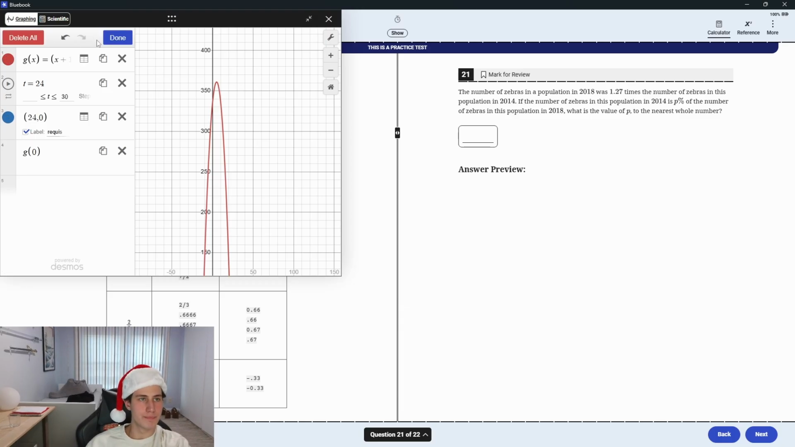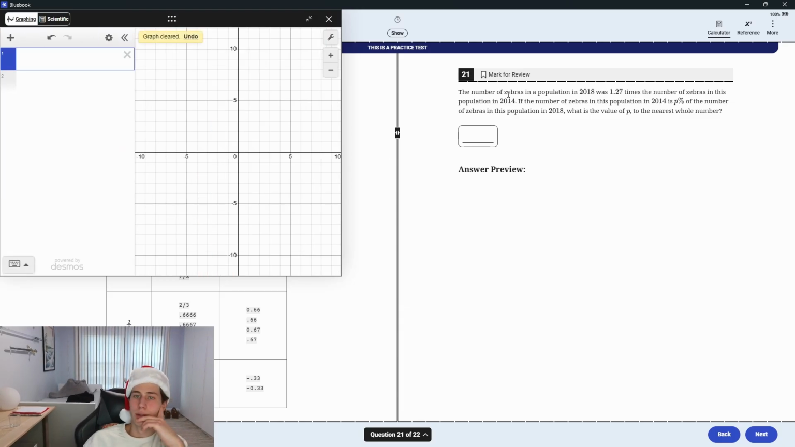Alright, this is one of my favorite questions. The number of zebras in a population in 2018 was 1.27 times the number of zebras in this population in 2014. If the number of zebras in this population in 2014 is p% the number of zebras in the population of 2018, what is the value of p to the nearest whole number? Okay, so at first glance, this seems like it makes no sense. But once you know how to do this the easy way, it's actually pretty simple.